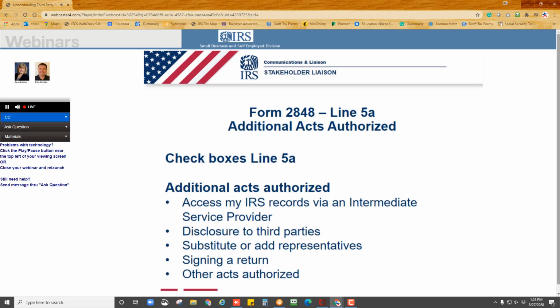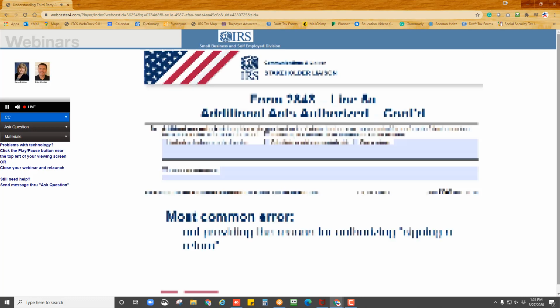The second is that the taxpayer can authorize their representative to disclose the client's information to third parties. The next item is the authority for the representative to substitute or add other representatives on the POA. That's a big one. And then the fourth, the taxpayer can authorize a representative to sign a return. And we're going to talk about the authorization for signing a return in just a moment, so bear with us a moment. The last item there is simply a catch-all to specifically state, quote unquote, other acts authorized, where you could just put in specifics.